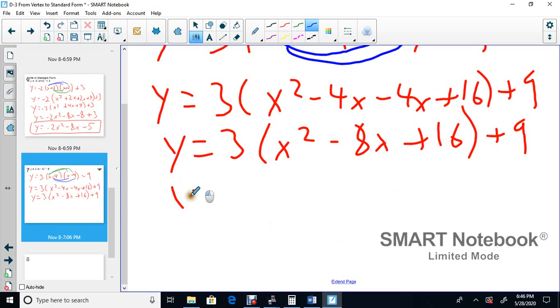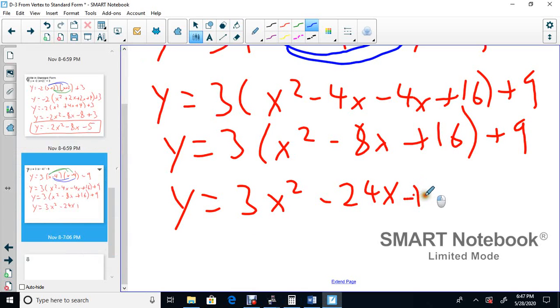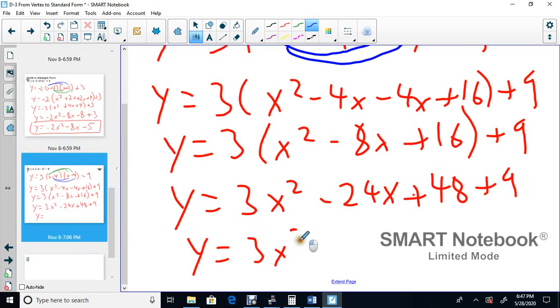So you get y equals 3x squared. 3 times 8, 24. So you can use your calculator, 24x. And then 3 times 16, we'll use a calculator here. 3 times 16, 48. Plus 48 plus 9. And one last step, y equals 3x squared minus 24x. And then I get 48 plus 9.